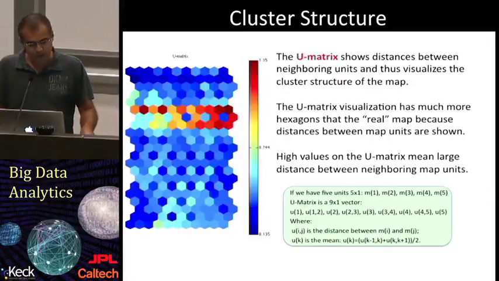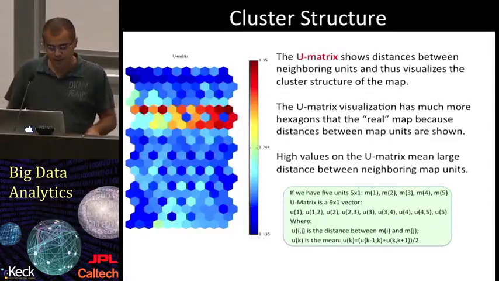Now, to show the cluster structure, we can use a unified matrix, or U matrix, that shows distances between the neighboring units. This visualization has many more units than the real map, as you can easily see, because the distances between map units are also shown.